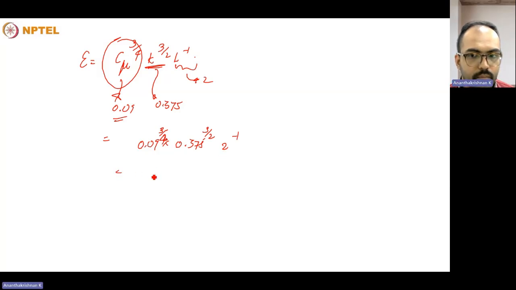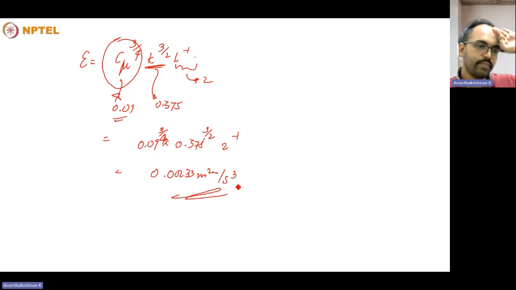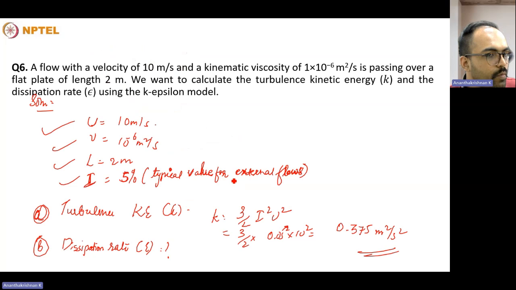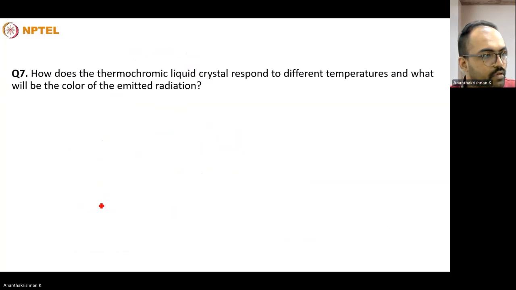So the value will be coming around 0.00233 meters squared per second cubed. That is the dissipation rate of the turbulence kinetic energy. So this is a straightforward problem which makes use of the formulas that are available to calculate the turbulence kinetic energy and the dissipation rate. Look into the seventh problem.